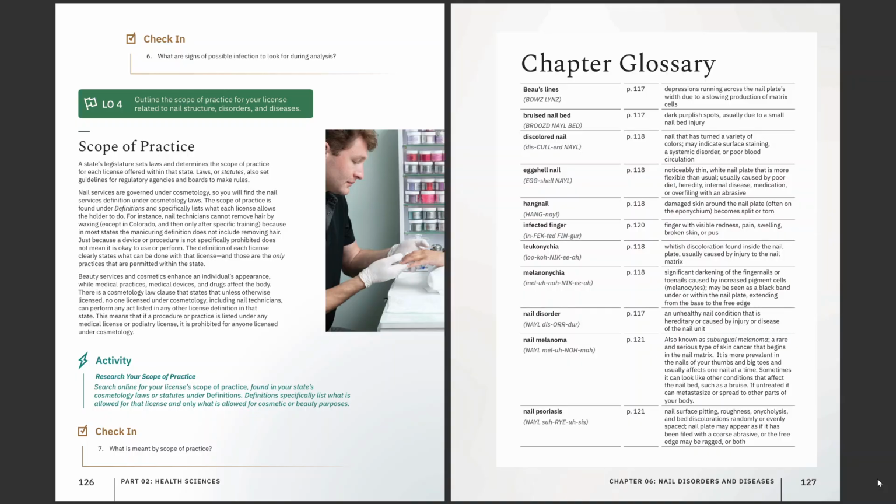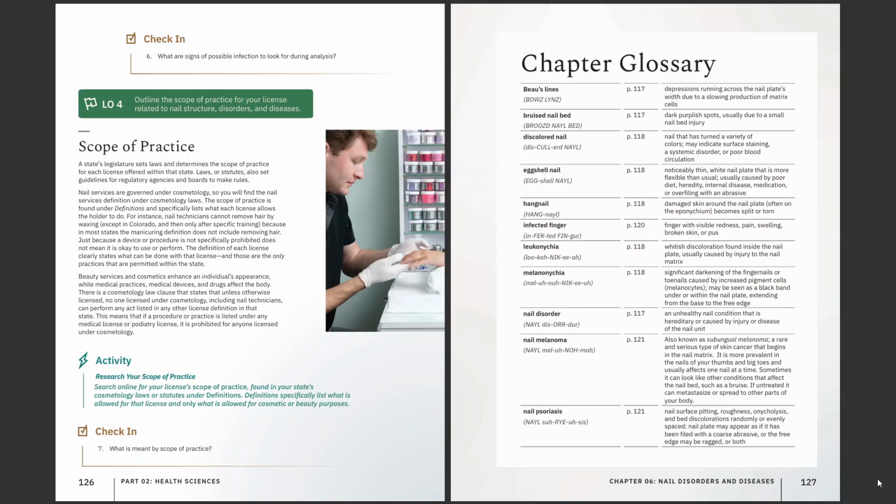Nail disorder: an unhealthy nail condition that is hereditary or caused by injury or disease of the nail unit. Nail melanoma, also known as subungual melanoma: a rare and serious type of skin cancer that begins in the nail matrix. It is more prevalent in the nails of your thumbs and big toes and usually affects one nail at a time. Sometimes it can look like other conditions that affect the nail bed, such as a bruise. If untreated, it can metastasize or spread to other parts of your body.